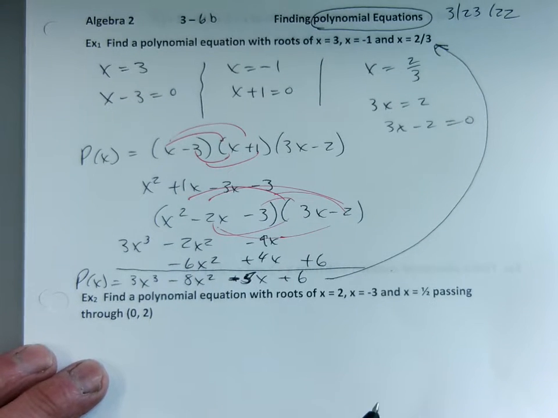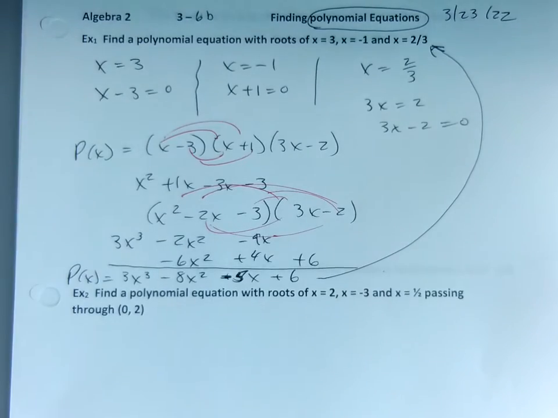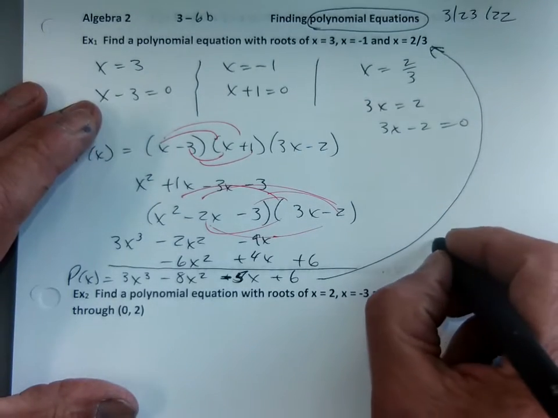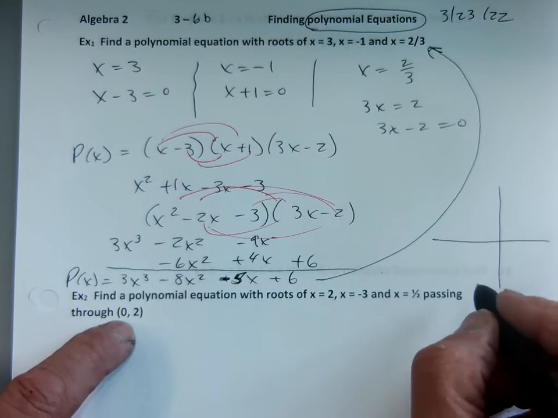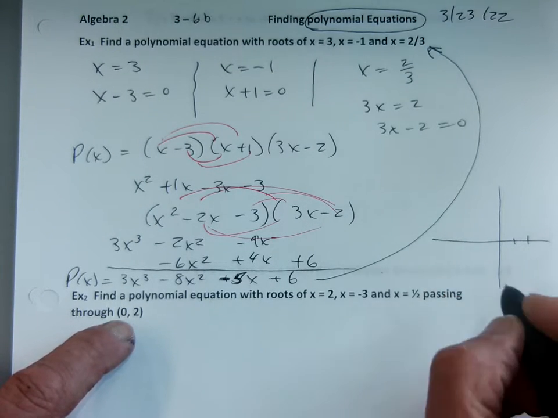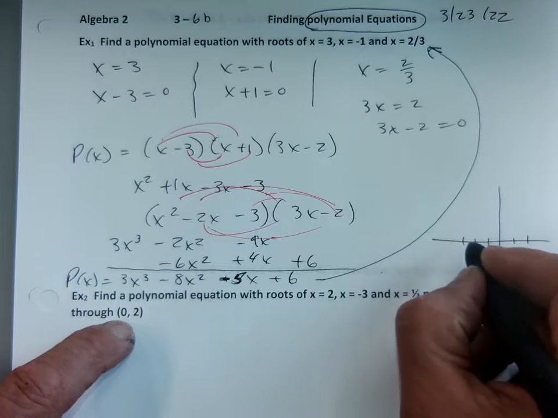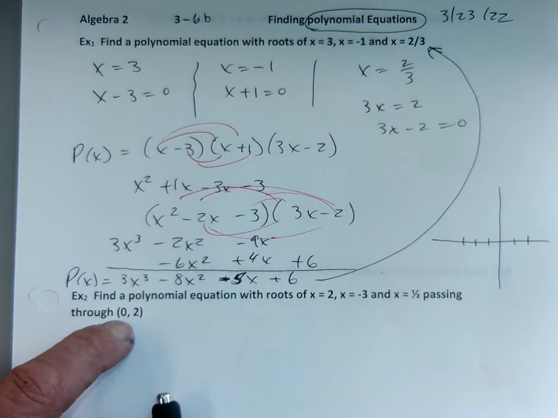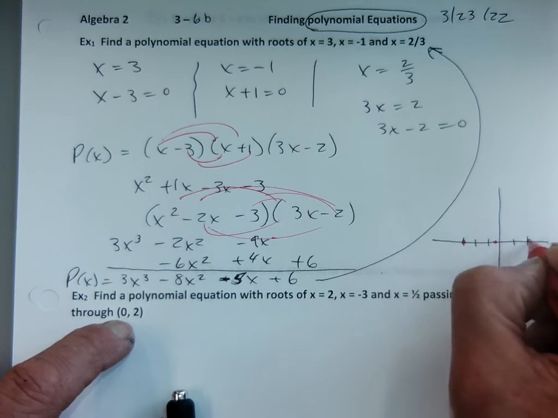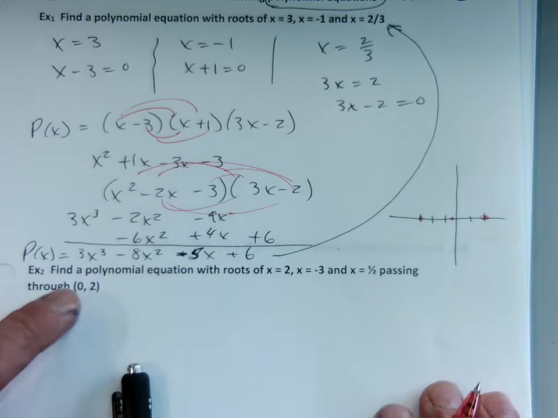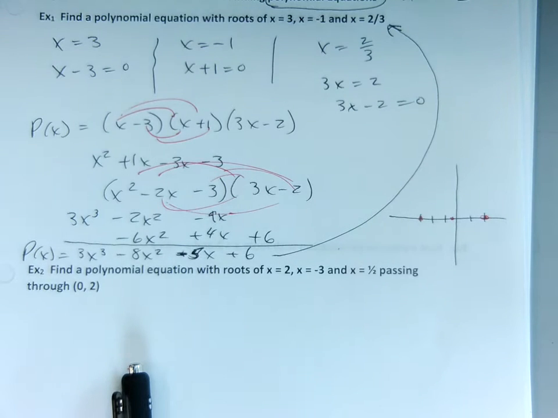Okay, now example 2. Before I do example 2, I want to show a graph of example 2. And so if I had 2, -3, and 1/2. Okay? Wrong. 1/2 was there. Wrong.